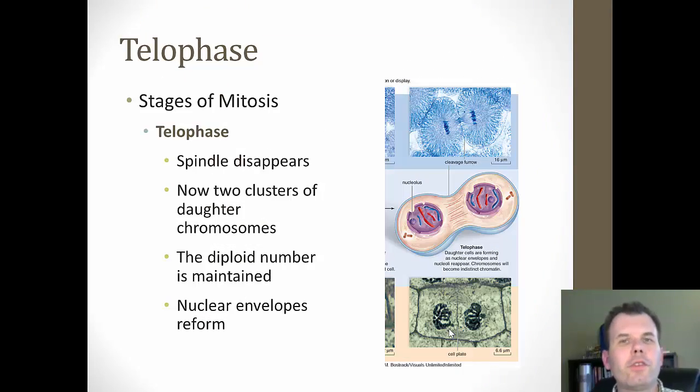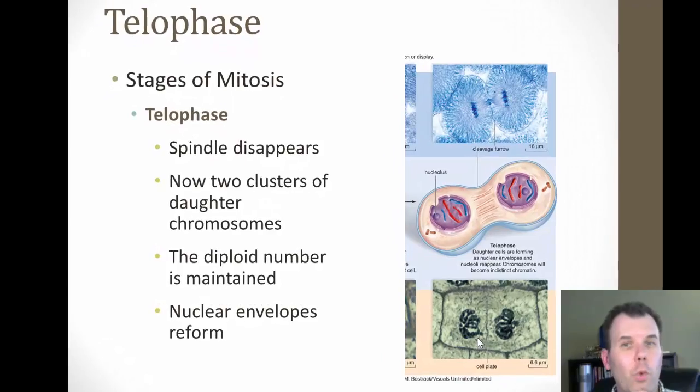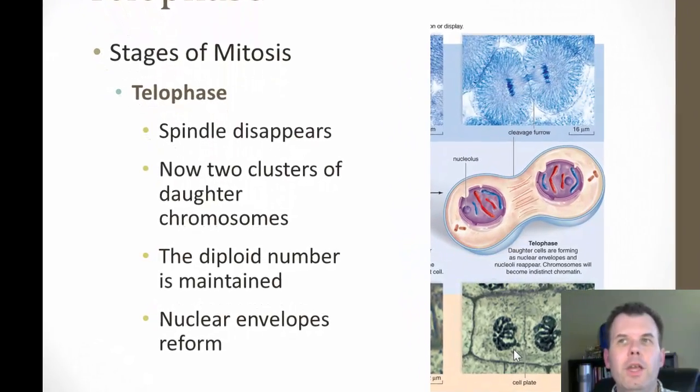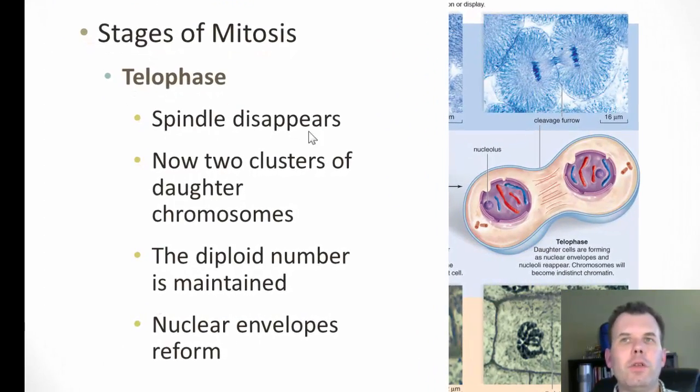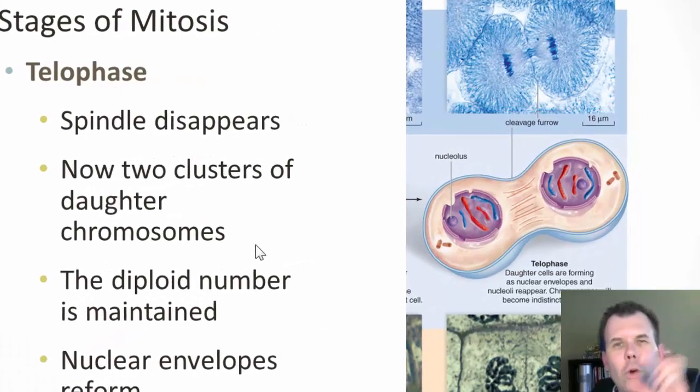Now the next phase is called telophase or telophase. You hear it both ways. In telophase, what you see is that the cell is now beginning to look more like what the cell did at prophase. And so what we see is that the spindles begin to disappear. You now have two clusters of daughter chromosomes. Okay, now what's important, remember when I said at the start at prophase, remember that number? That number was 4, right? You had 4 duplicated chromosomes.